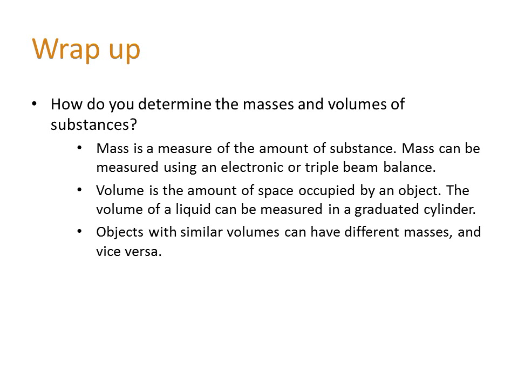The volume of a regularly shaped solid can be found using geometric formulas. The volume of a liquid is measured in glassware with markings on the side, such as a graduated cylinder. The volume of an irregularly shaped solid is found through water displacement. Objects with similar volumes can have different masses, and vice versa.